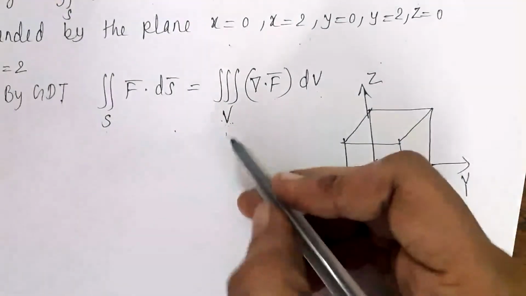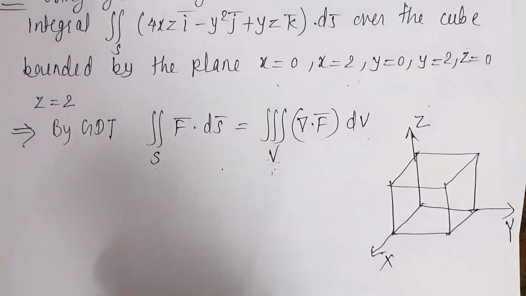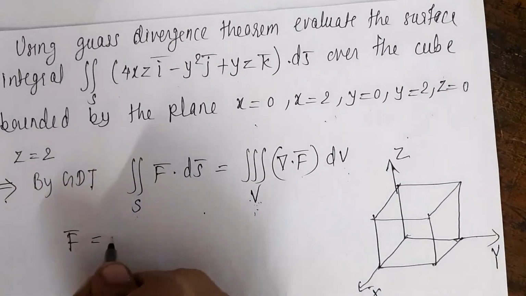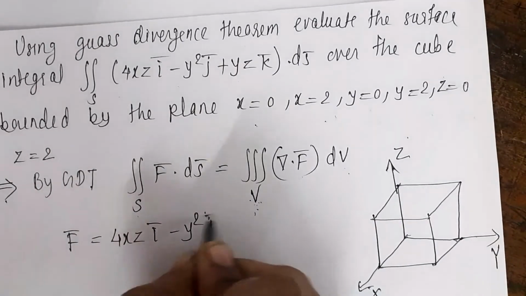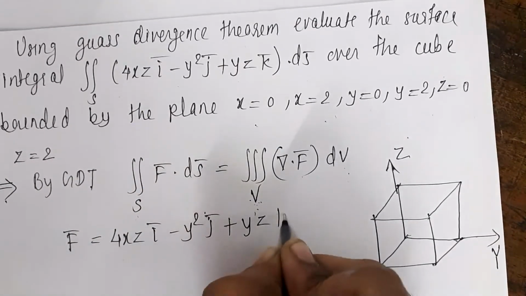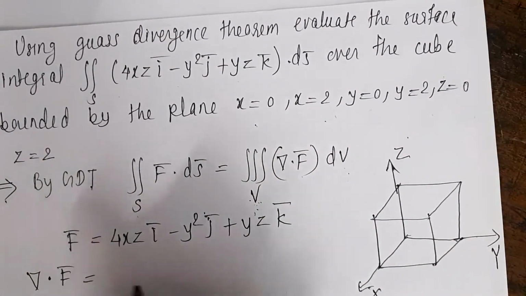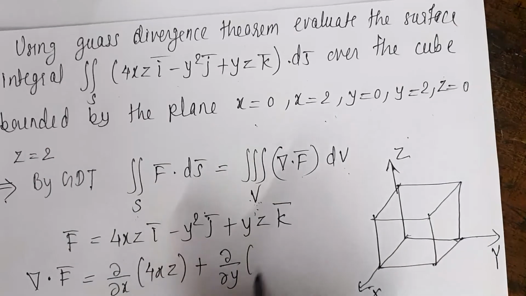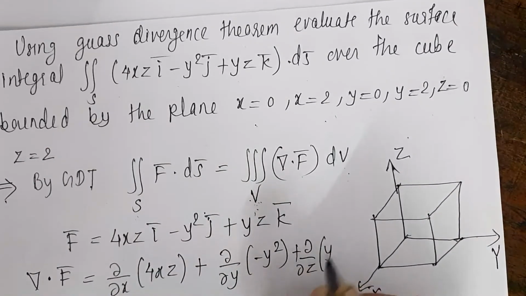Now what do we want to evaluate? Only this triple integral. First, vector f is given as 4xz i minus y square j plus yz k. Now find its divergence, del dot f. Del dot f is del by del x of 4xz plus del by del y of minus y square plus del by del z of yz.